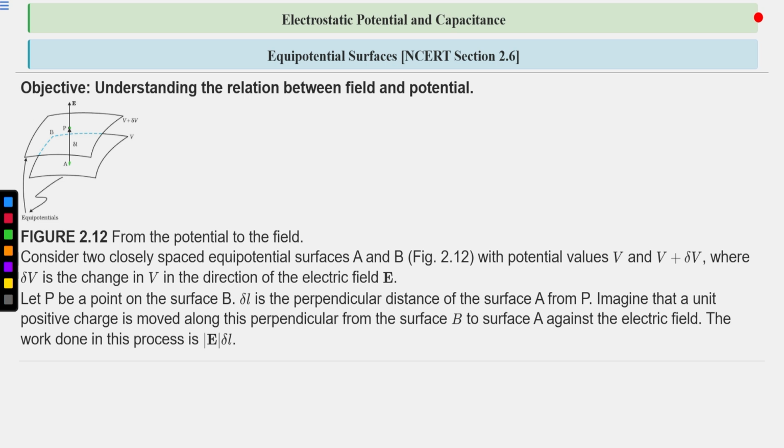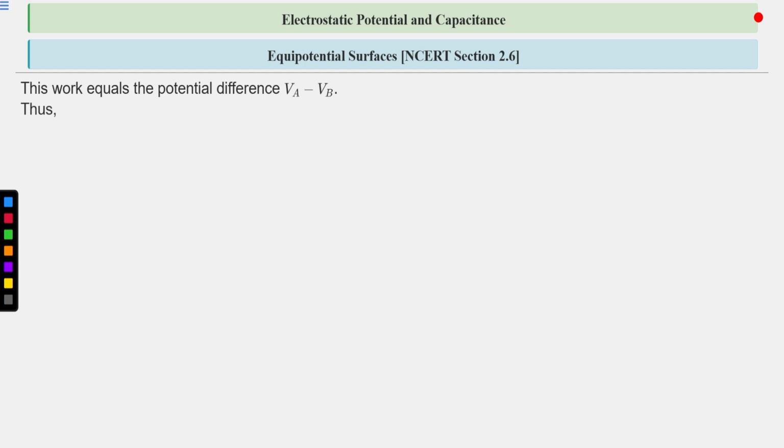The work done in this process is Q E delta L. Why is there no Q here? Because we are taking a unit positive charge, Q is 1. So work done is E into delta L. Now this work equals the potential difference. What is the work done? It is equal to Q into the potential difference, and Q here is one unit positive charge. So work equals the potential difference here.